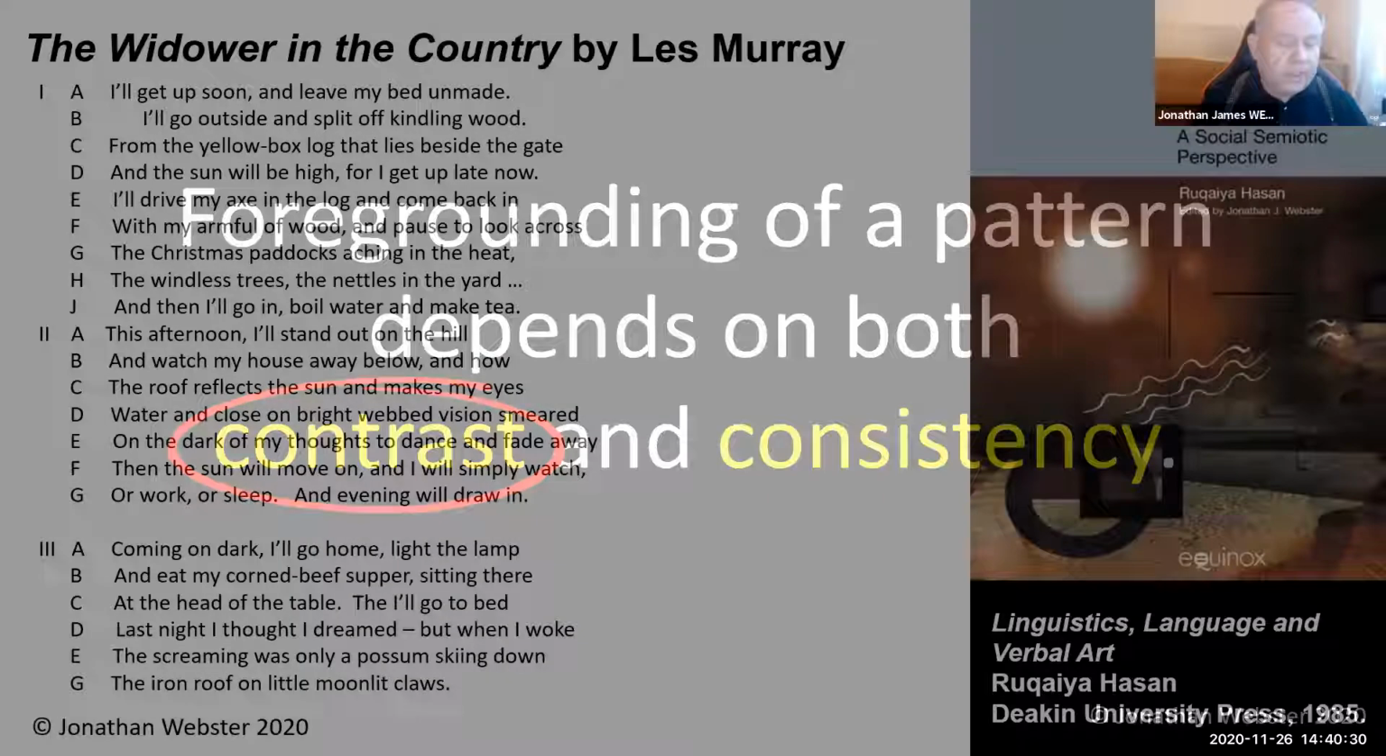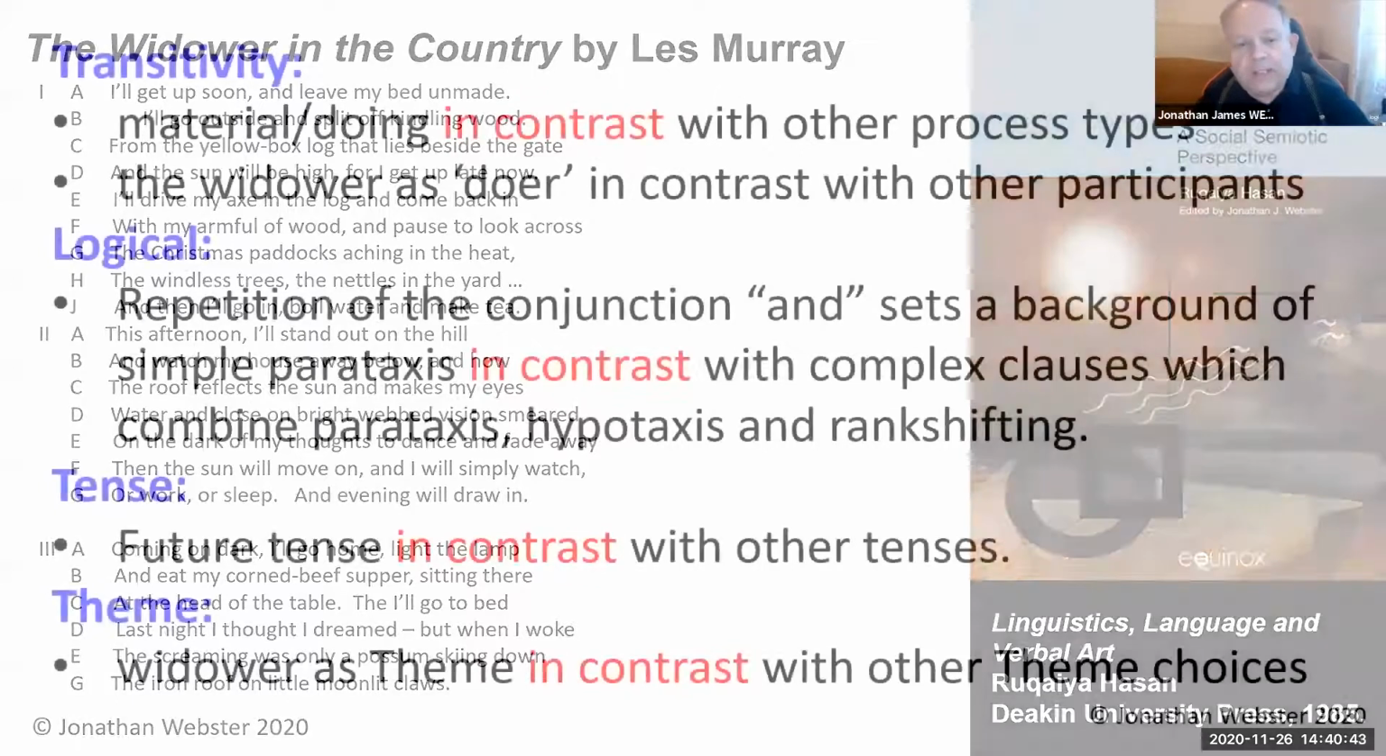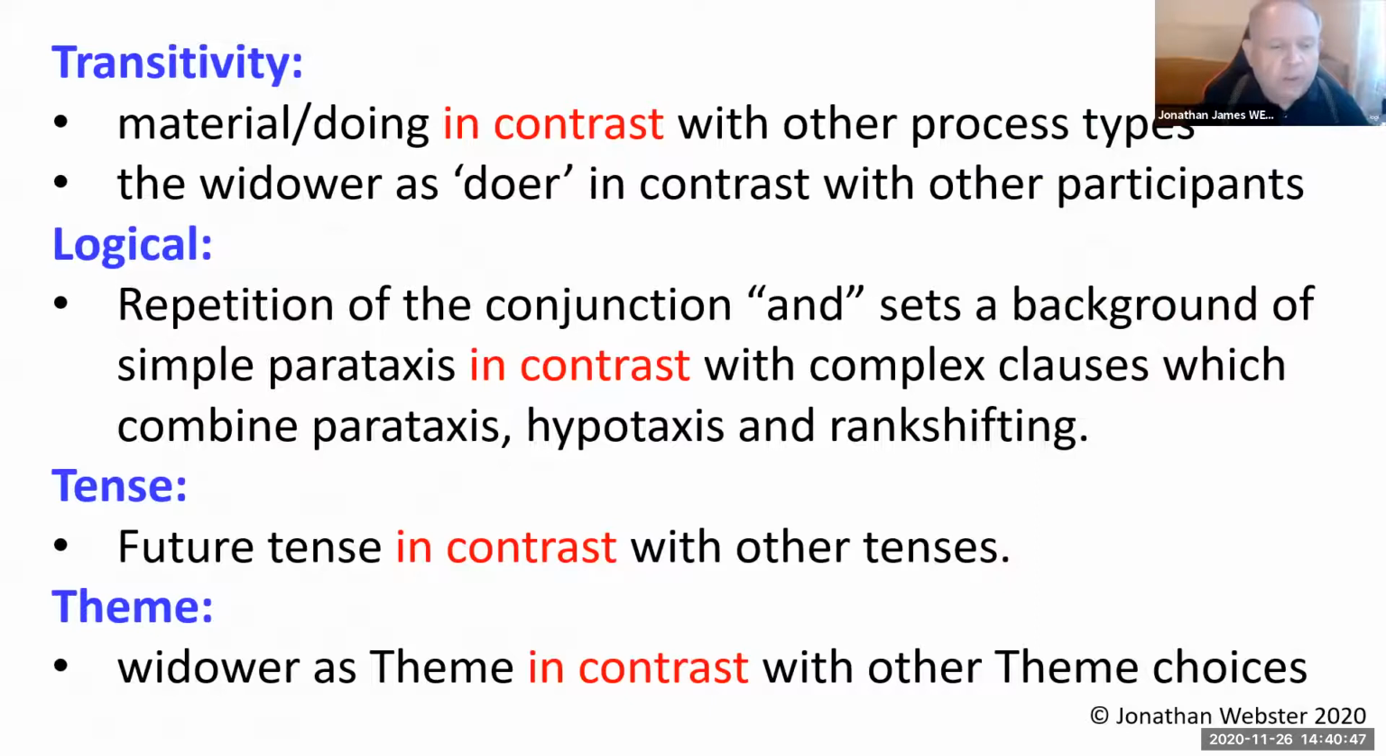Contrast. One of the examples from Hasan's work that I like to go back to is Les Murray's The Widower in the Country. From this poem, she identifies several kinds of contrast, several layers of language. Transitivity: the doing is in contrast to every other process type. The widower is the doer in contrast with every other participant. There's a repetition of the conjunction and, establishing a background of simple parataxis, in contrast with complex clauses that employ parataxis, hypotaxis, and embedding. The future tense is in contrast with other tenses. And theme, in the Hallidayan sense: the widower is typically theme, in contrast with other thematic choices. So these are various levels of contrast.